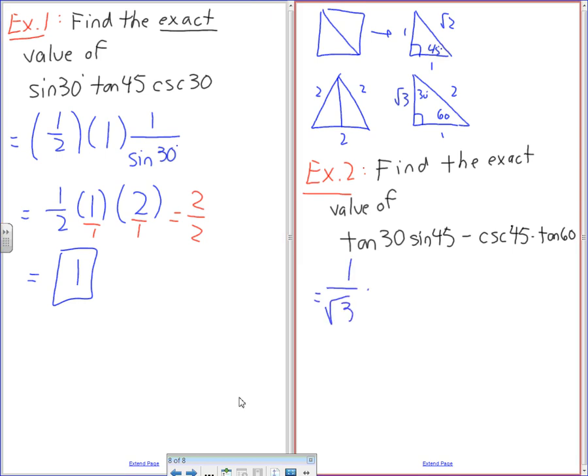Okay, sine of 45, Liam, go. 1 over root 2. Awesome. Okay, cosecant 45. Go ahead. Root 2. I'll do that as 2 steps, that is right. 1 over sine 45, which turns into 1 over 1 over root 2, which is root 2. Great.